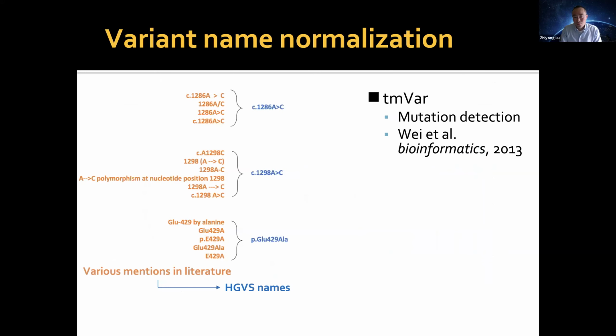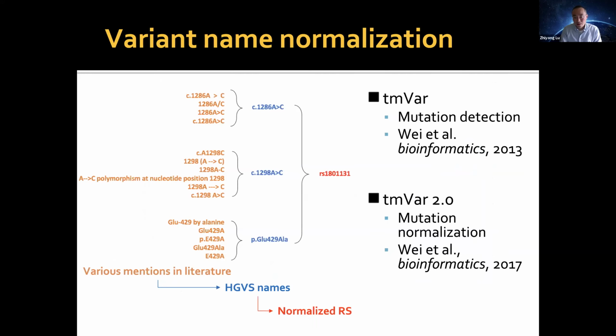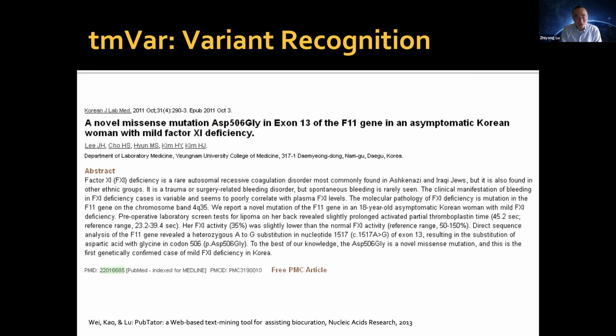So when we started the project, what we first did back in 2013 was develop a tool called tmVar, which is basically software that recognizes different names of a variant and then normalizes them into HGVS format. In a follow-up study, tmVar 2.0, back in 2017, once we have the HGVS names, we also find the corresponding gene for that particular variant, and then we normalize that using the dbSNP RSIDs.